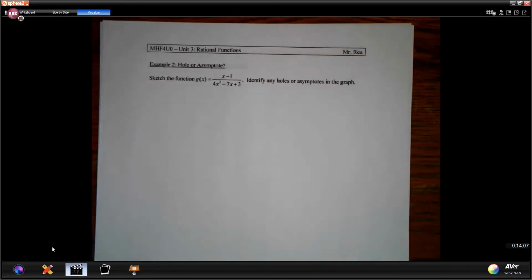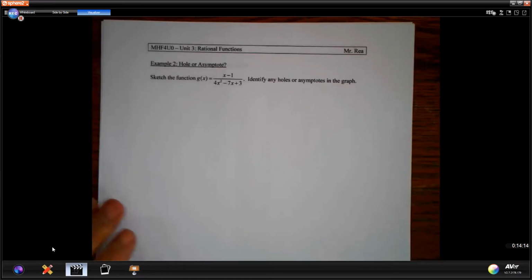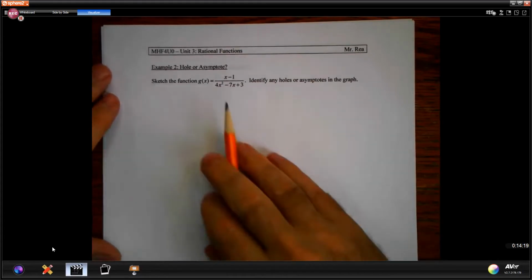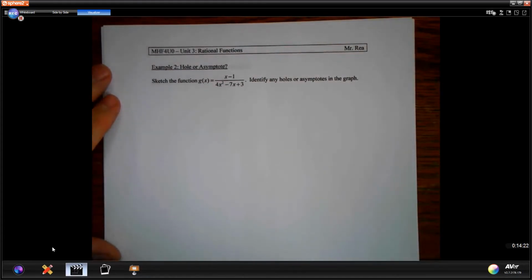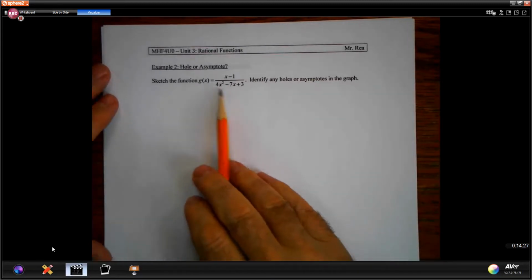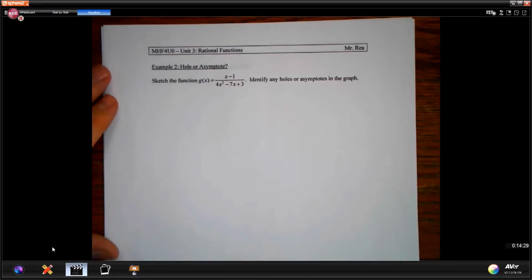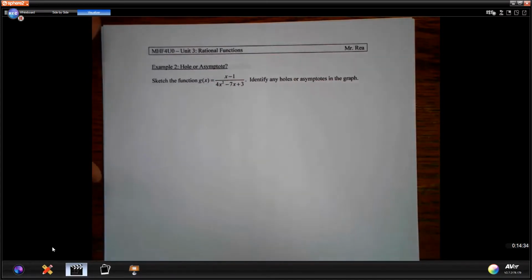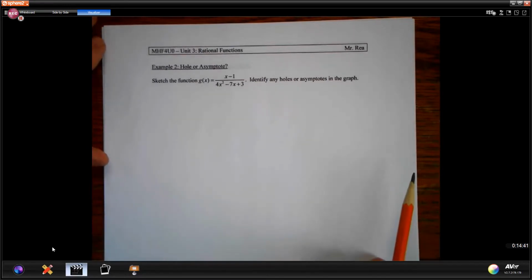Let's go on to our next example. So this time it says hole or asymptote. So sketch the function g of x, identify any holes or asymptotes. So anytime you get a question on a test or homework, most of the time they're not going to tell you what you're going to find. You have to go through a process of determining for yourself, what are my vertical asymptotes, what are my asymptotes, do I have a hole, and what's the behavior for those things.